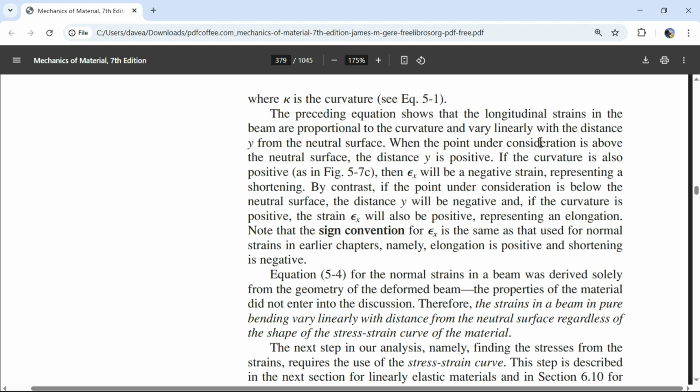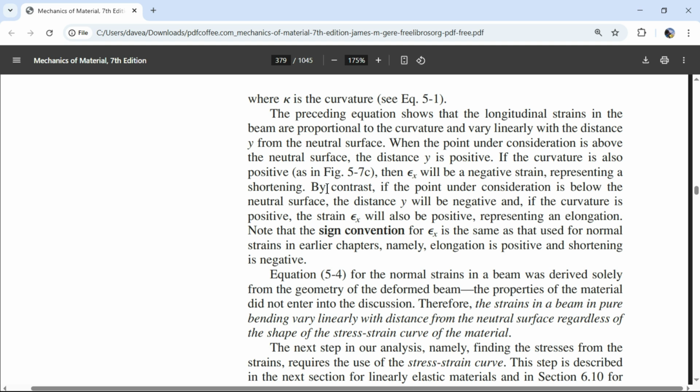All right, so when the point under consideration is above the neutral surface, the distance y is positive. If the curvature is also positive, you have positive, positive, but the equation is negative, then epsilon x will be a negative strain in compression, representing a shortening. By contrast, if the point under consideration is below the neutral surface, y is negative, and if the curvature is positive, you have negative, positive, but the equation is negative. So negative, negative, positive, you're going to have positive strain. The strain epsilon x will also be positive, representing an elongation.